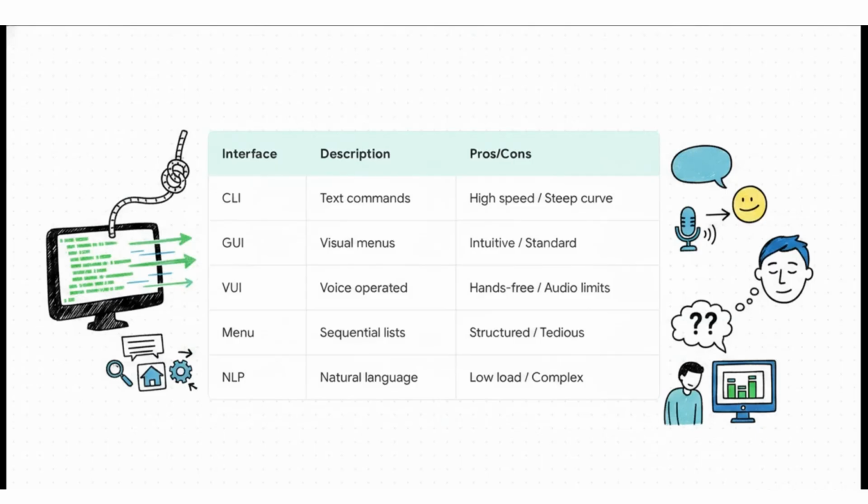And what's fascinating here is how your UI choices completely change the way that underlying UX plumbing gets presented. Like, take a command line interface. Super high speed, but yeah, it's got a massive learning curve. Then we have our standard graphical user interfaces with those intuitive icons we all use today. But then look at voice user interfaces, or NLP, which is natural language processing. NLP completely shifts the cognitive load. Instead of you having to learn the system, the system literally has to learn what you mean. It's a wildly different architectural challenge.